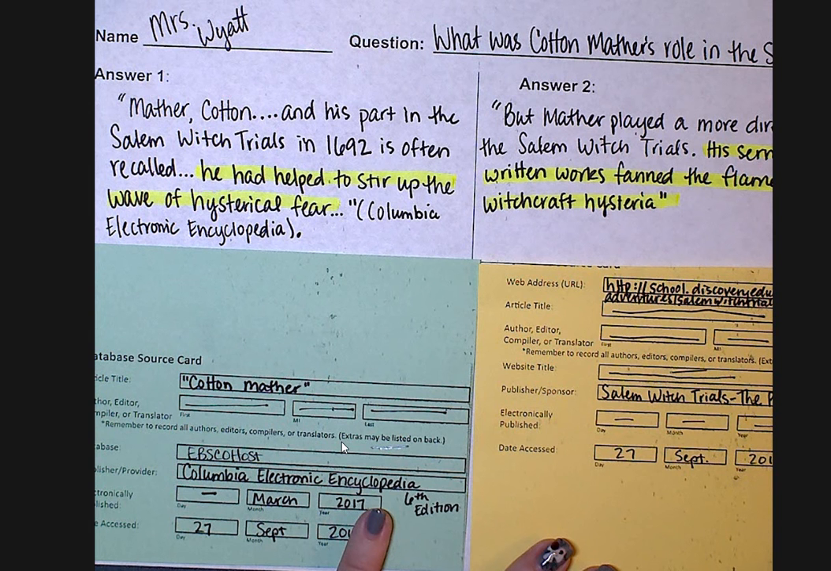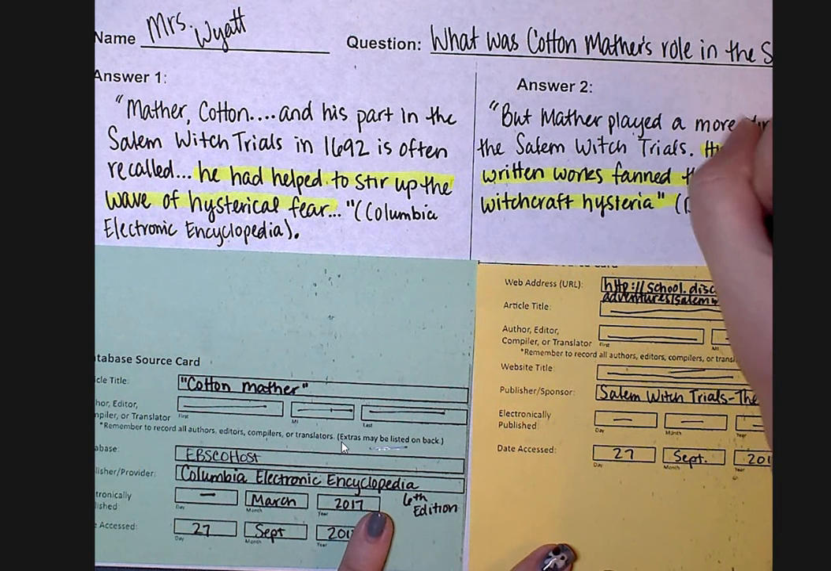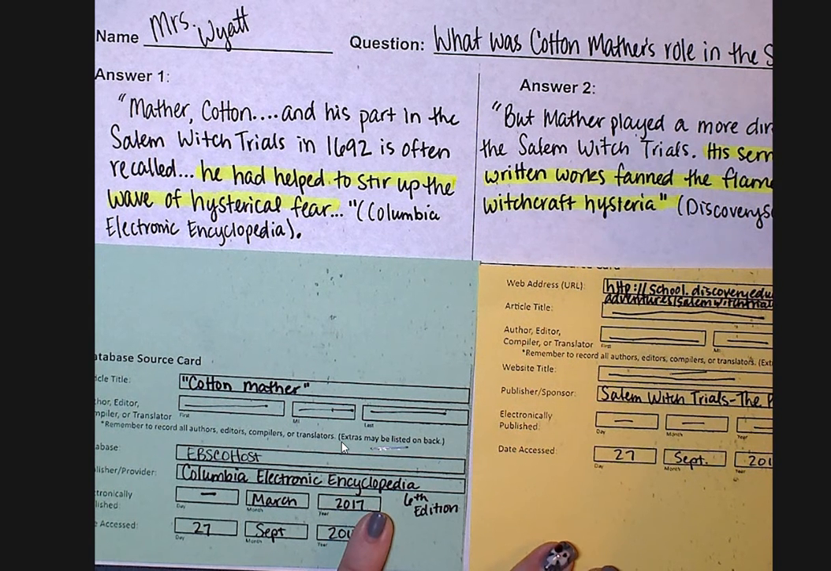No, you don't need to highlight that. Now for my website, my publisher is Discovery School. So I'm going to put DiscoverySchool.com. I'm just shortening it.